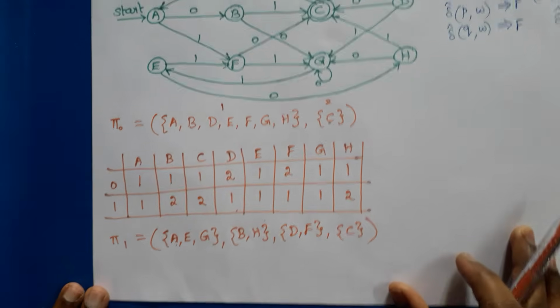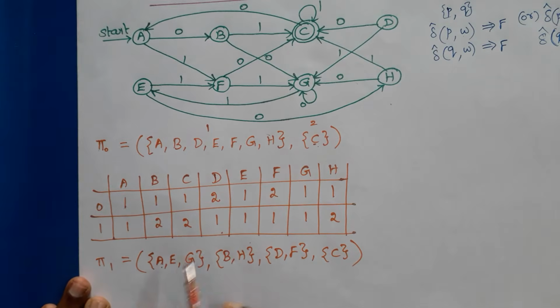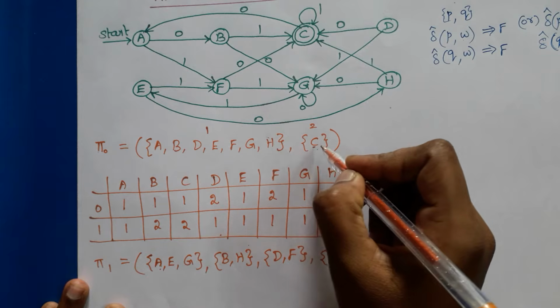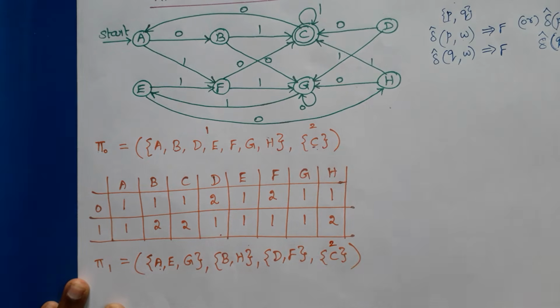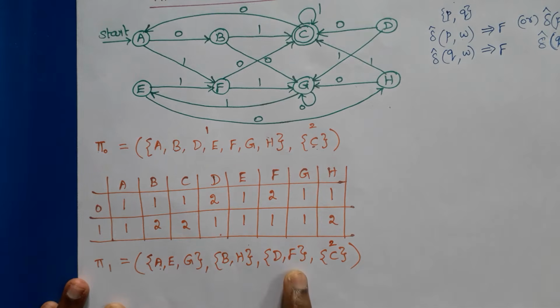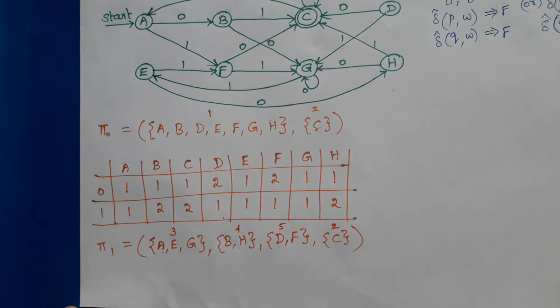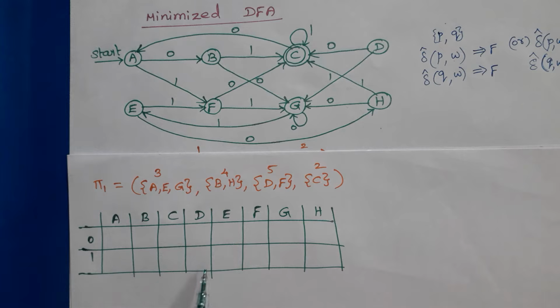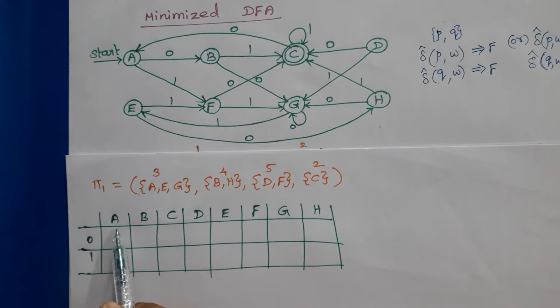Now we have to again give the group numbers. There is no change in group number 2, so here also the group number is 2 only, but group 1 is split into 3 groups. So we can give numbers 3, 4, 5. Again we have to repeat the same. Rows correspond to zeros and ones, columns correspond to states. Now we have to check the transitions.